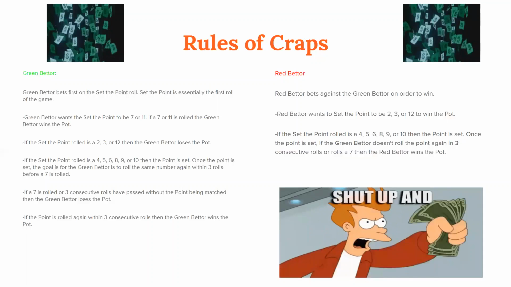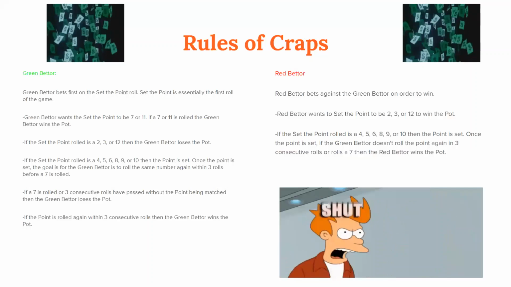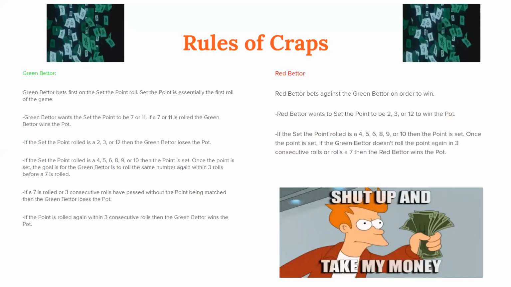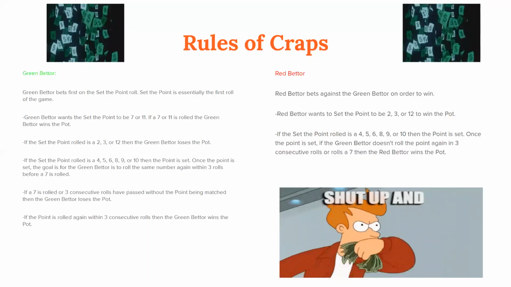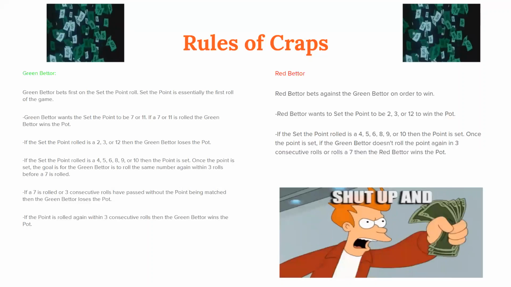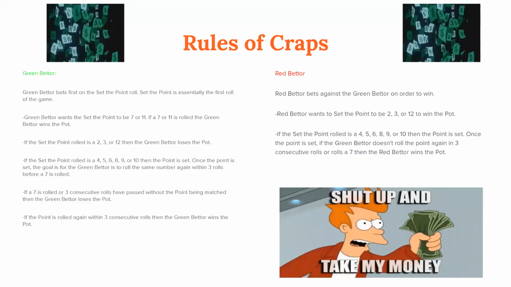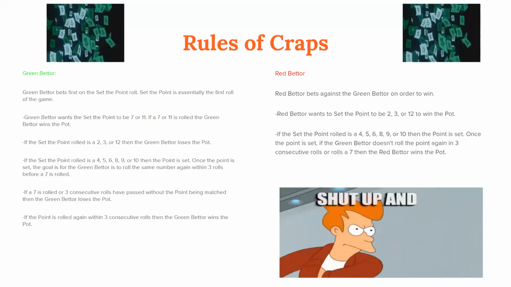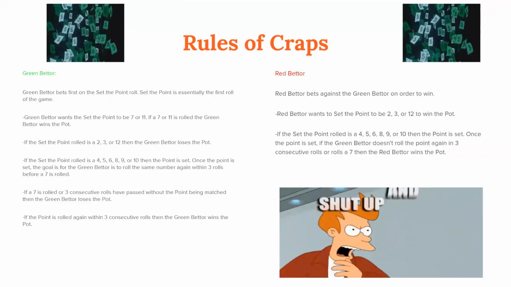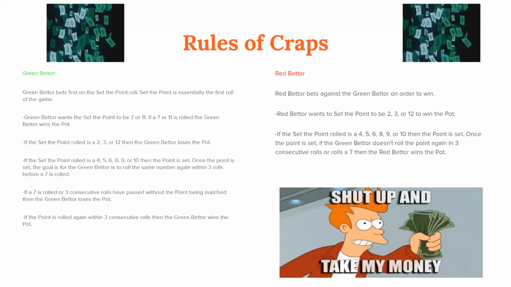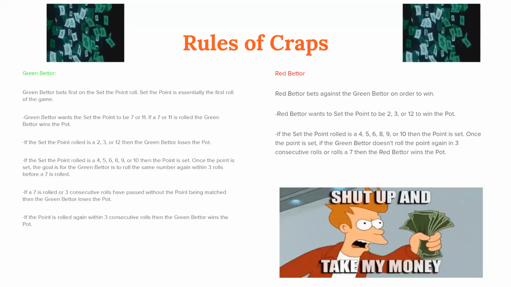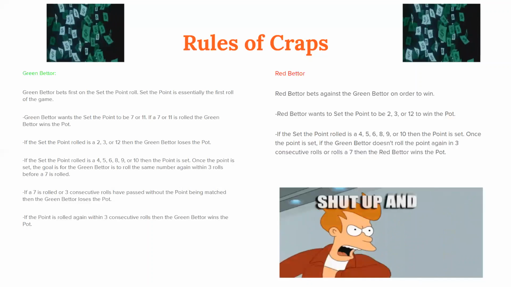If the point rolled is a 4, 5, 6, 8, 9, or 10, then the point is set. Once the point is set, the goal is for the green better to roll the same number again within 3 rolls before a 7 is rolled. If a 7 is rolled or 3 consecutive rolls have passed without the point being matched, the green better loses the pot. If the point is rolled again within 3 consecutive rolls, then the green better wins the pot.